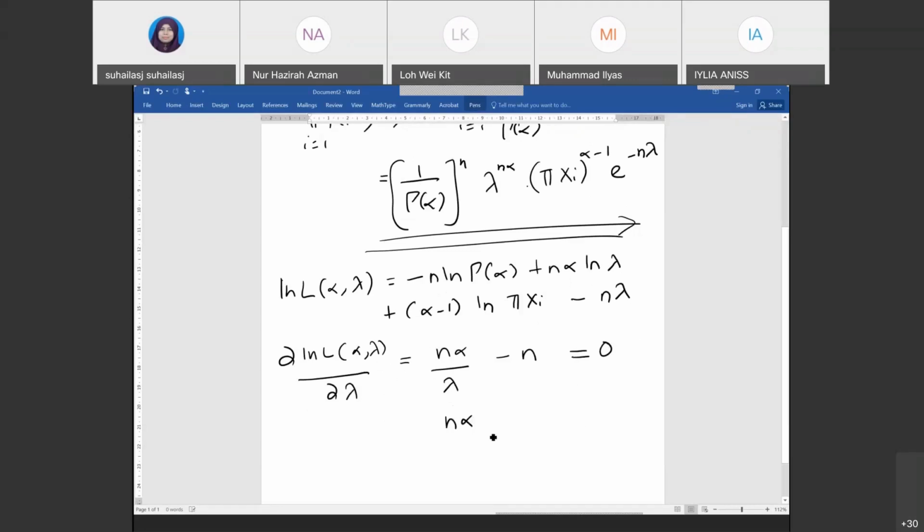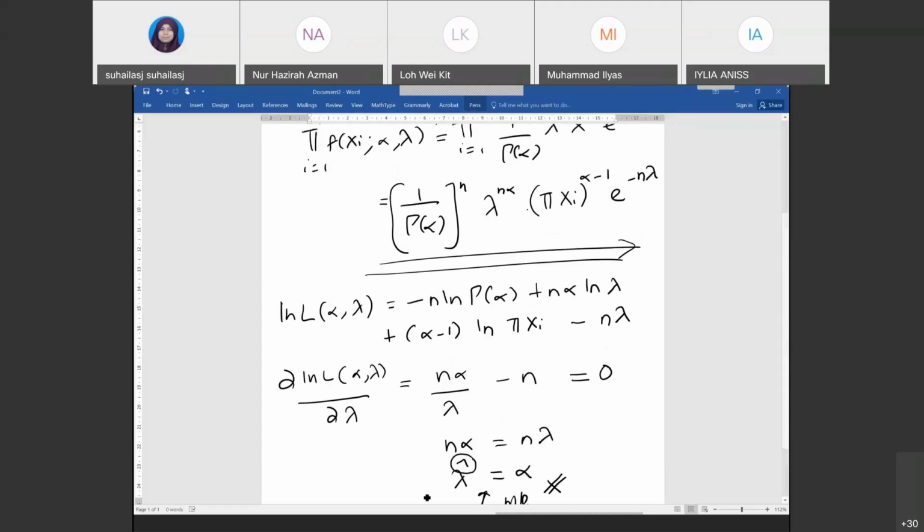So n alpha sama dengan lambda sigma xi lah. Okay, so you want to find is lambda head is equals to n alpha over sigma xi. So last jawapan tu mesti letak ini head ni. Lambda head. Ini menunjukkan kamu punya MLE. Okay, so the same thing yang macam soalan tadi juga. Okay. So that is question 2.